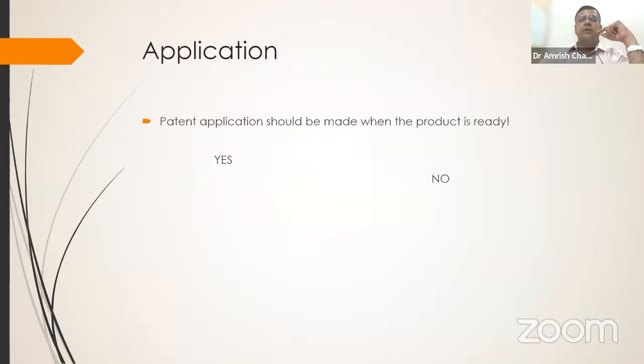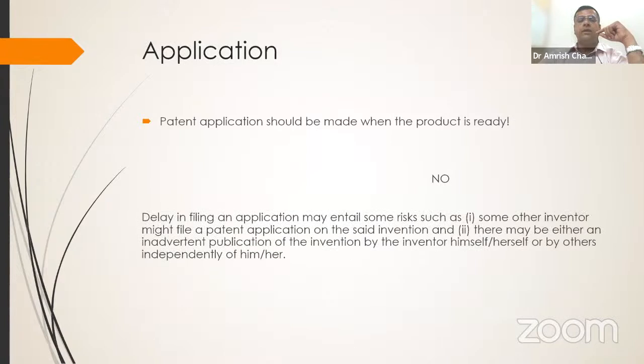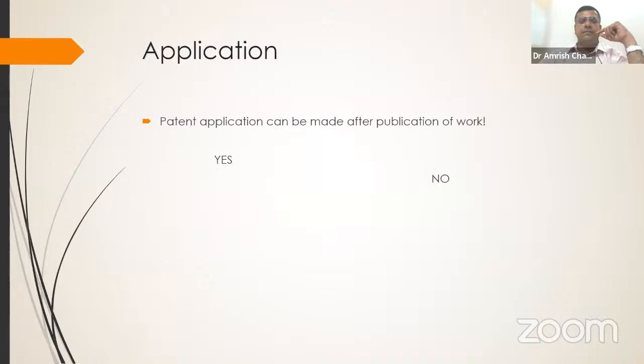And the patent should be made when the product is ready. Mostly yes, but at times no. You can file a provisional application also. Okay. So you don't always need to have the product ready with you. You can file a provisional and then you can make the complete application within a year.